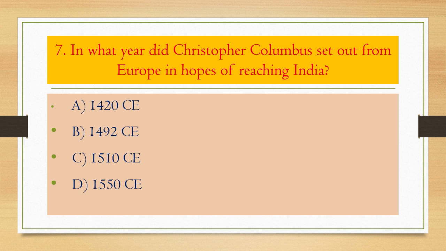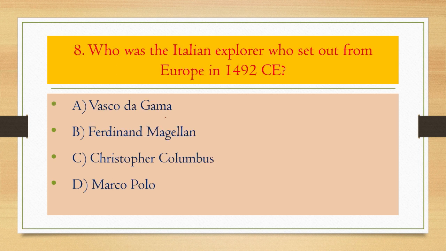And seventh question. In what year did Christopher Columbus set out from Europe in hopes of reaching India? First option 420 CE. CE means Common Era. The B answer is 492 CE, then 1510 CE, and 1550 CE. Here the answer is 1492 Common Era. You must be clear about it. We are discussing Christopher Columbus. Eighth question.